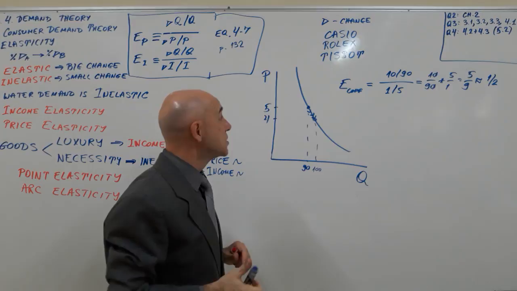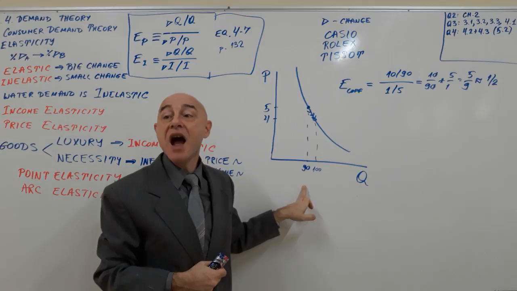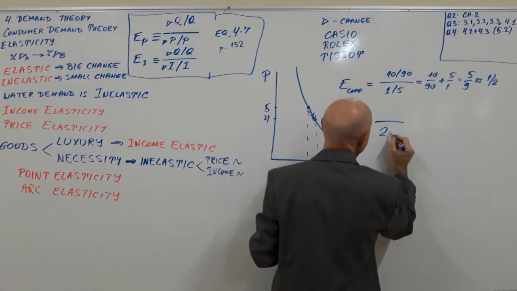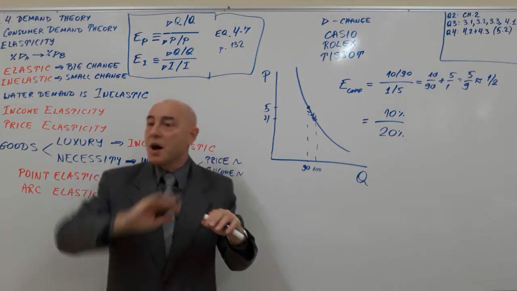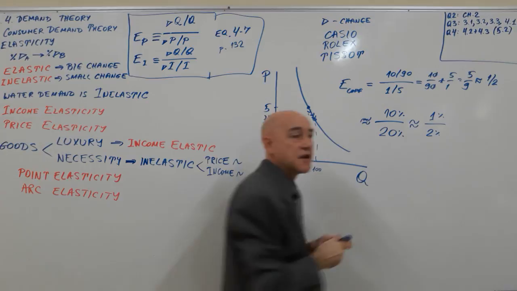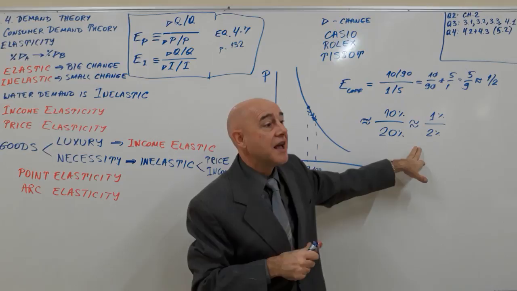So, what does it mean? It means 1% change in prices results in 0.5% change in quantity. So here the prices change by roughly 20%. The price changed by 20% and the quantity changed by 10% approximately. Which is, okay, let me write, this means approximately 1% change and half. So the change is 0.5%. You raise the price 1%, but you reduce only half. Now, is this elastic or inelastic?